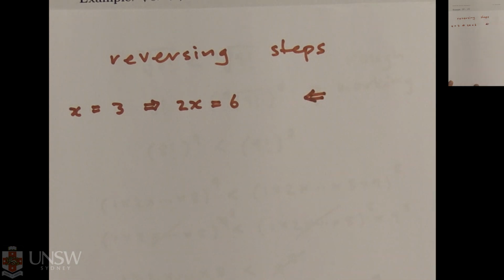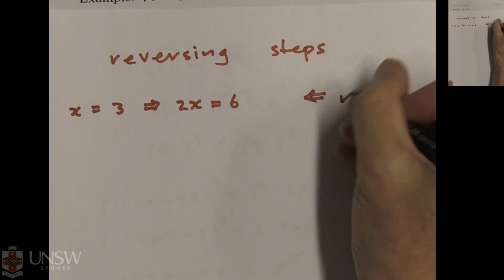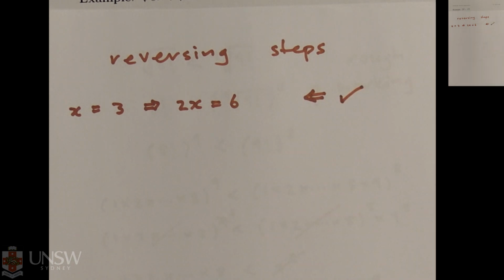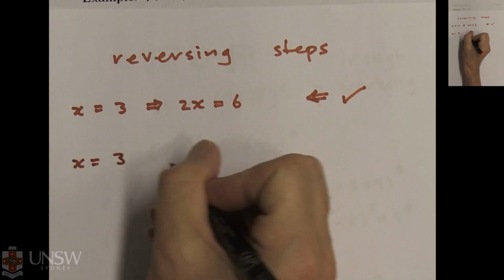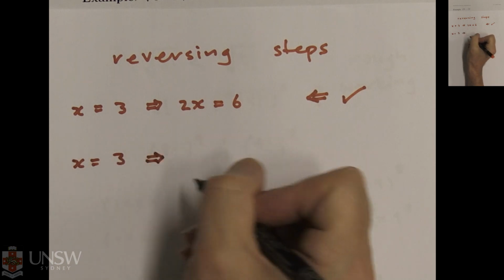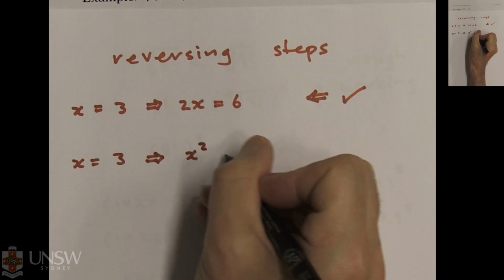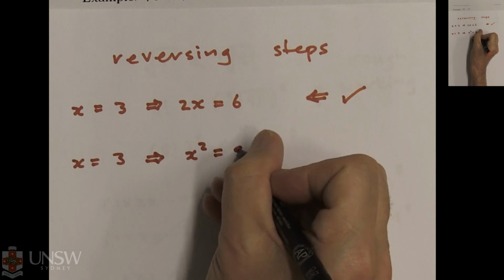Can you just reverse that in your proof? If I say 2x equals 6, I want to go in the other direction. I want to say x equals 3. Well, yes, I can. I can do that, because that's just dividing by 2, which is perfectly okay. Here's another example. Suppose I say x equals 3, and in my rough working, I square both sides to conclude that x squared equals 9.